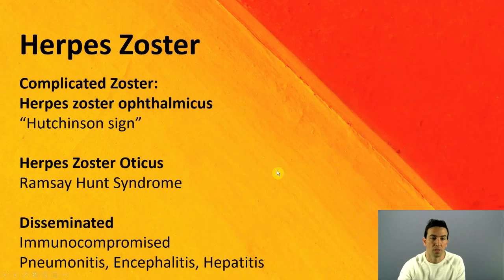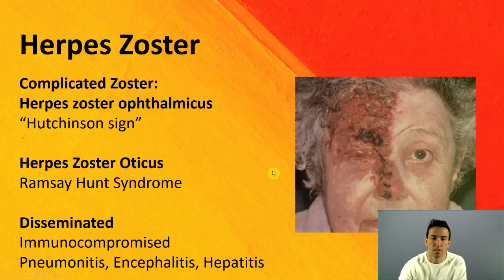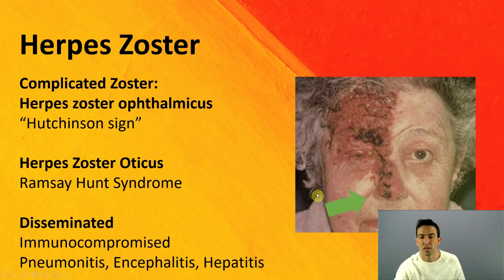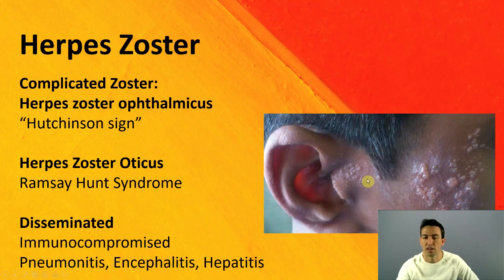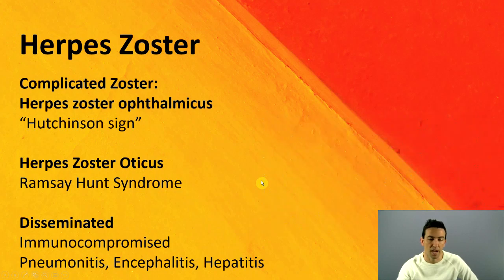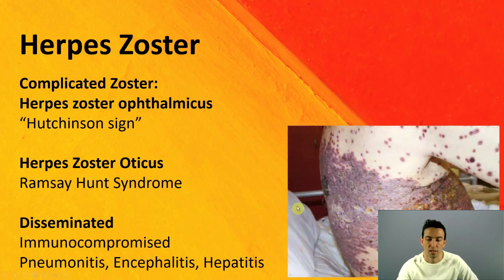one of which is complicated zoster, the herpes zoster ophthalmicus. So if you get that Hutchinson sign, or if there's involvement of the tip of the nose, that should clue you in that the eye is also involved, and you should do a fluorescein evaluation for those dendritic lesions. There's herpes zoster oticus, where you have that vesicular rash that is included into the ear. Another name for that is Ramsay Hunt syndrome, which commonly comes up. And then if it's disseminated in the immunocompromised patient, it can lead to things like pneumonitis, encephalitis, and hepatitis. Again, that usually becomes a very severe infection.